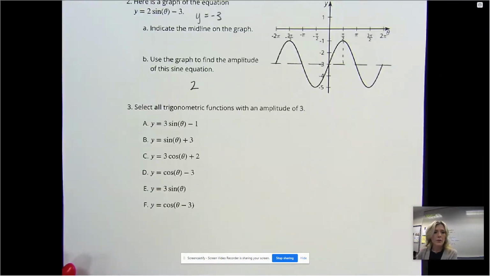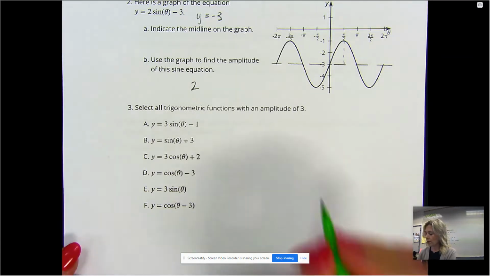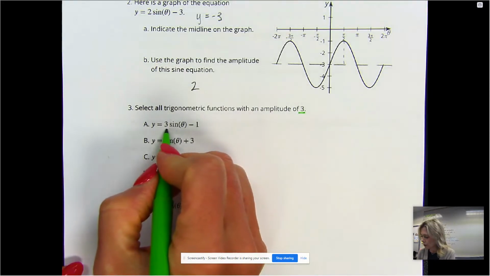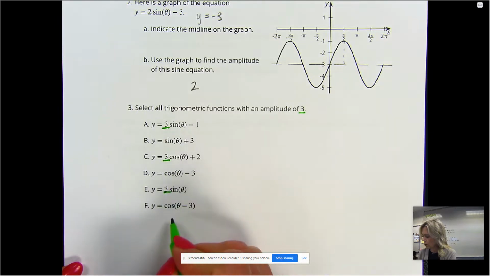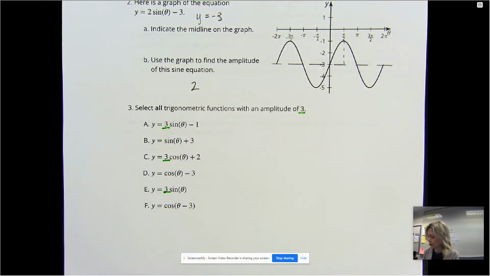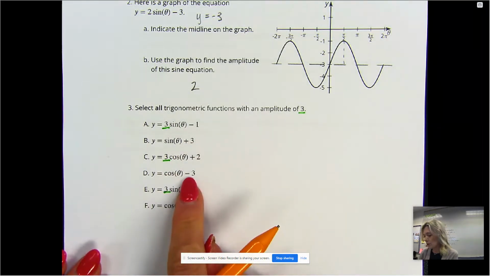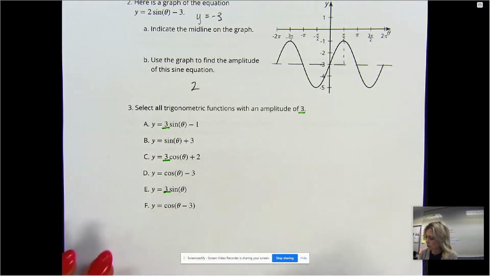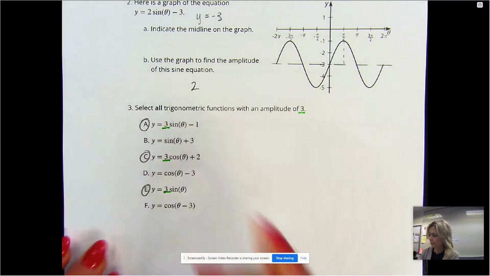All right, for number 3, all of the functions with an amplitude of 3. In order for a trigonometric function to have an amplitude of 3, there has to be a 3 being multiplied by the trig function. So those 3 have a 3 in the front. This one is shifted up 3, this one's shifted down 3, and this one has a left-right shift. So just the 3: A, C, and E.